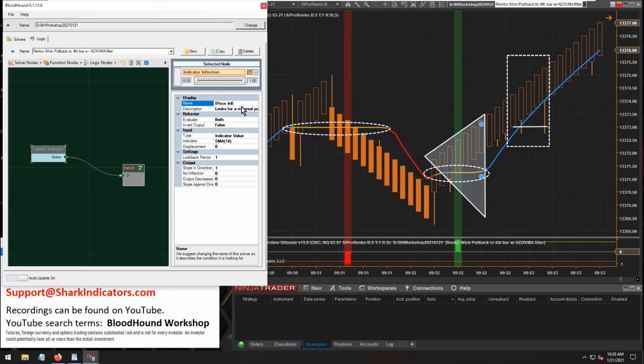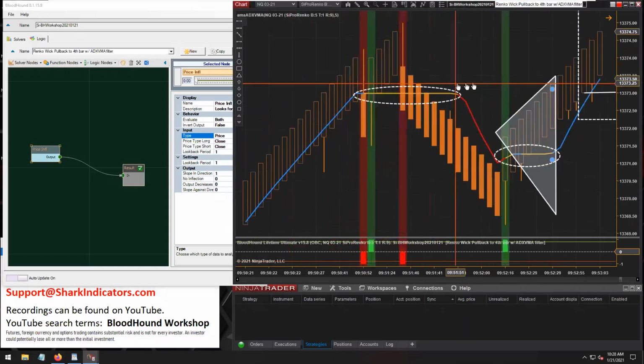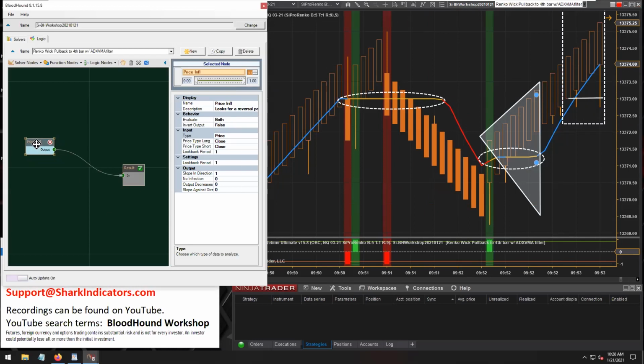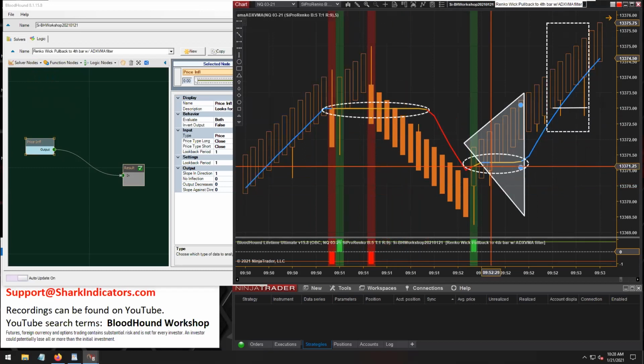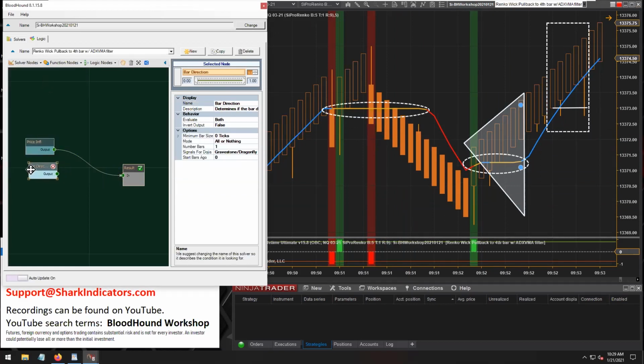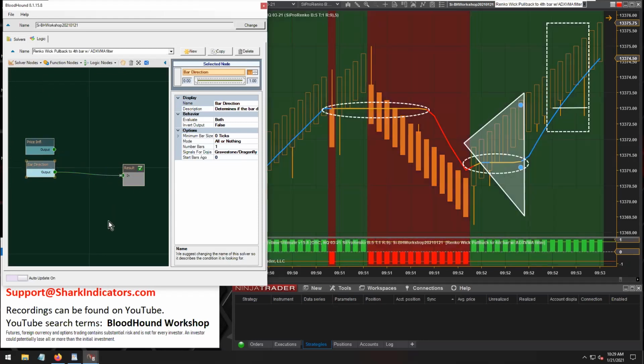So we're just going to do a price inflection, and we're going to change the input to price, and there we go. Each of our reversal bars are now identified. So we'll take that. And then also what we need is to start counting these bars afterwards. And to do that, we're going to use a bar direction solver here. Let's plug that in.